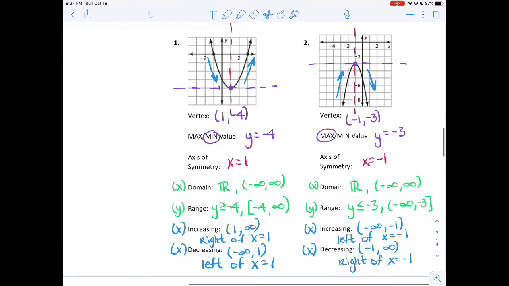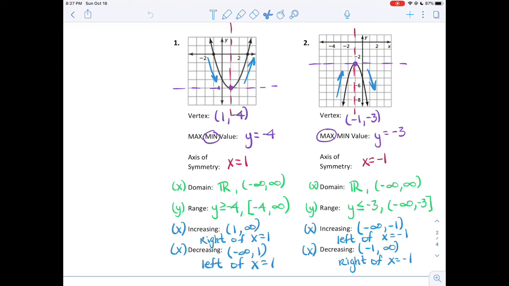Our domain this time, just as it always is, is all real numbers or negative infinity to positive infinity. Remember that that's x values. And as you read the graph from left to right, you run into arrows on both ends of the graph. Our range goes up to a value of -3, but it starts at negative infinity. So negative infinity to -3, including the point -3 with a bracket, or you could say that y is less than or equal to -3.